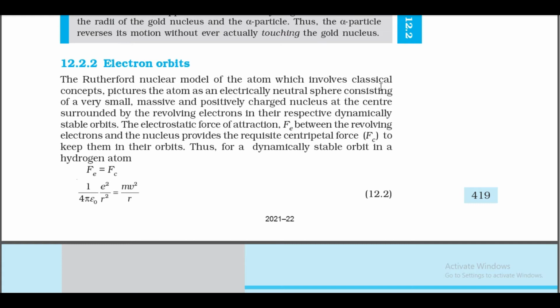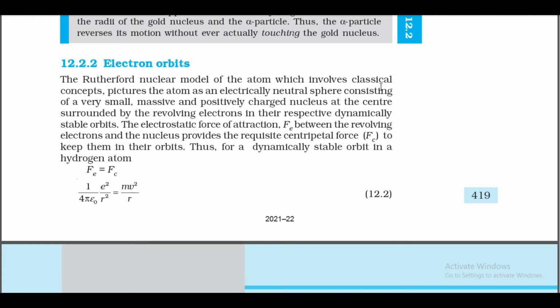12.2.2 Electron orbits. The Rutherford nuclear model of the atom, which involves classical concepts, pictures the atom as an electrically neutral sphere consisting of a very small, massive and positively charged nucleus at the center, surrounded by the revolving electrons in their respective dynamically stable orbits. The electrostatic force of attraction Fe between the revolving electrons and the nucleus provides the requisite centripetal force Fc to keep them in their orbits.